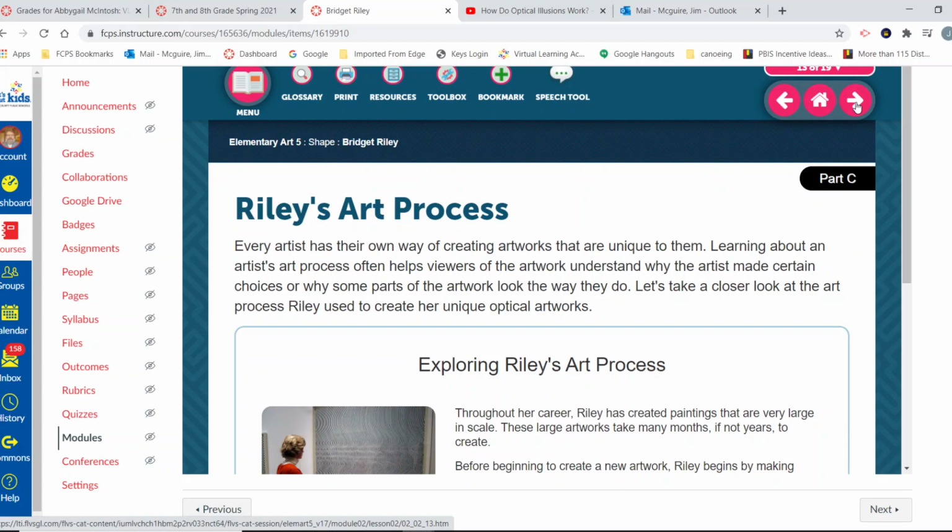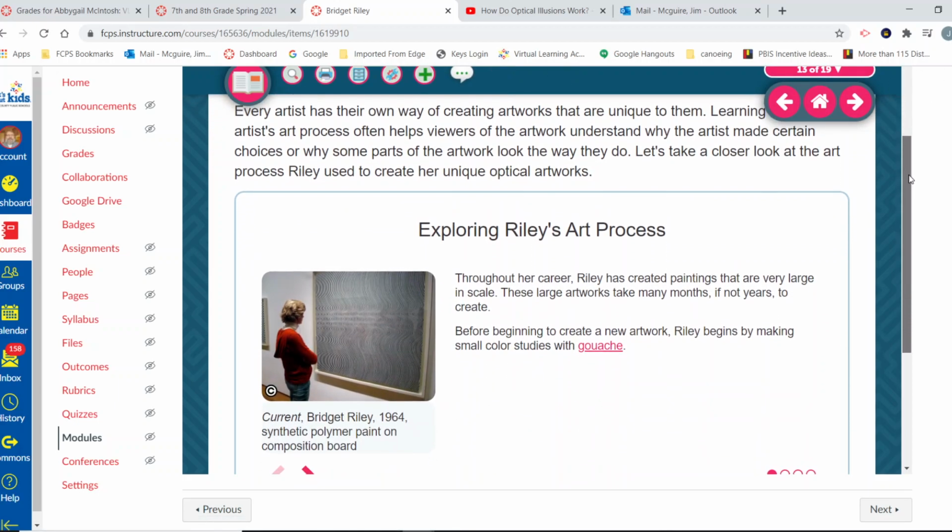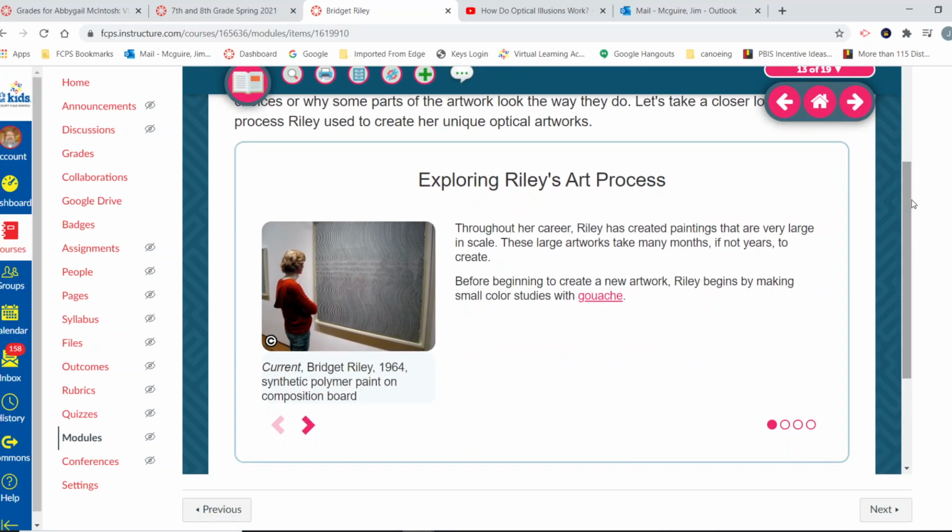Every artist has their own way of creating artworks that are unique to them. Learning about an artist's process often helps the viewer understand the work. And when we look at her work, we're going to look at how she created these types of work without using those types of tools. Throughout her career, she did paintings that are very large in scale that would take months, if not years, sometimes.